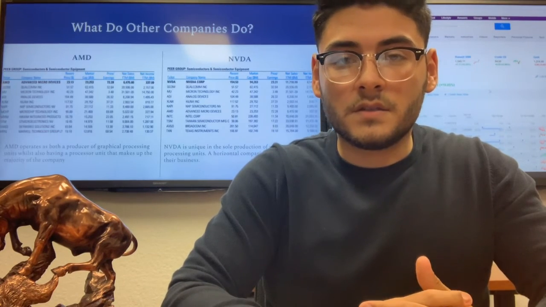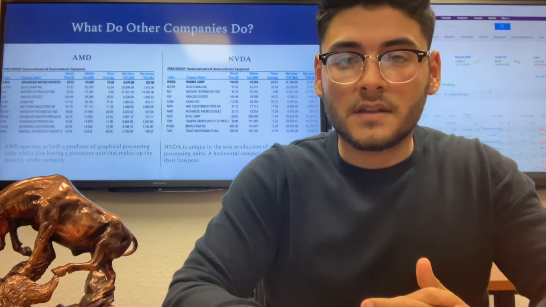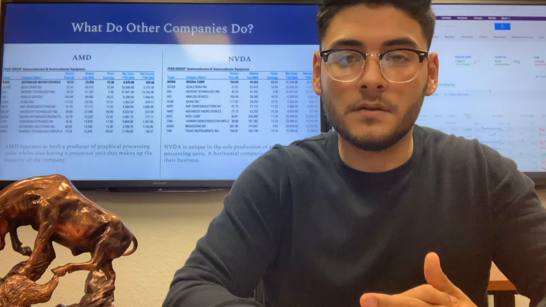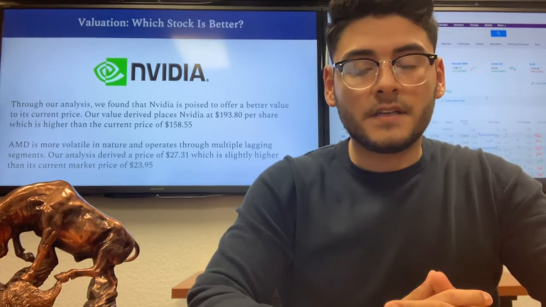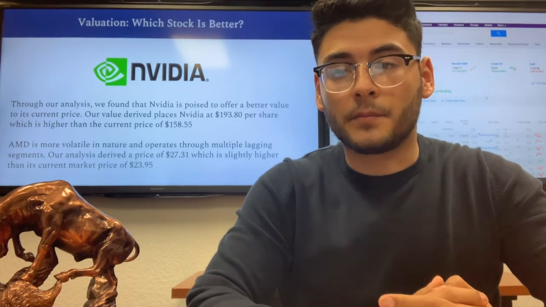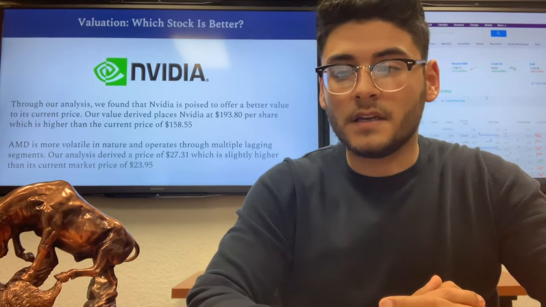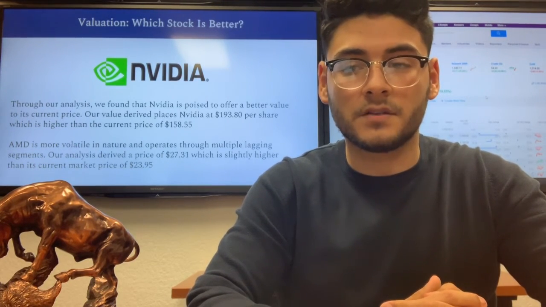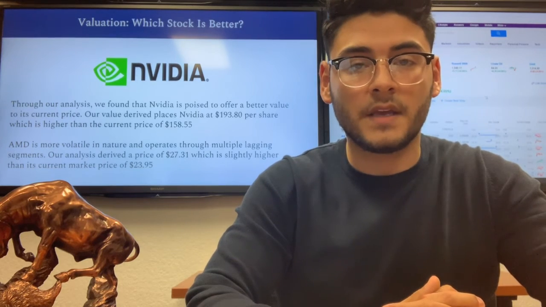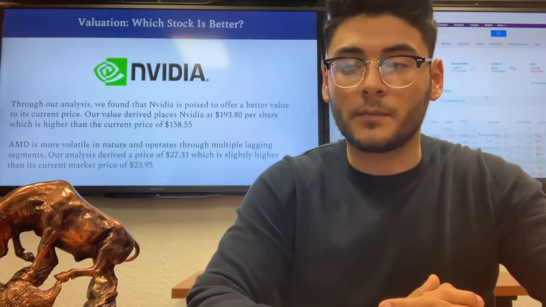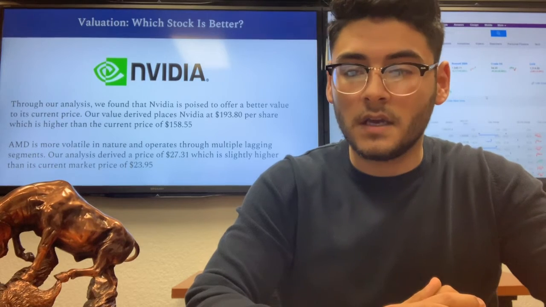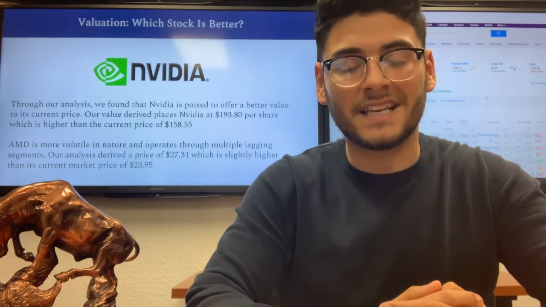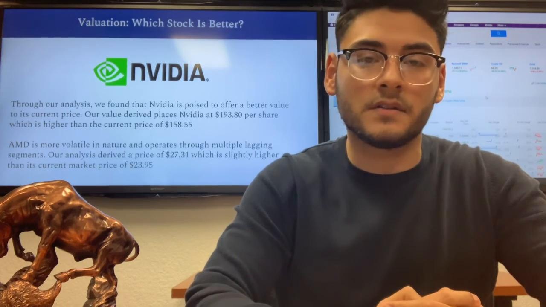So what do other companies do? AMD and NVIDIA are unique in that they are the only semiconductor companies that produce graphics processing units, or GPUs. Through our analysis, we found that NVIDIA is poised to offer a better value for its current price. Our value derived places NVIDIA at $193.80 per share, which is higher than its current price of $158.55. AMD is more volatile in nature and operates through multiple lagging segments. Our analysis derived a price of $27.31, which is slightly higher than its current price of $23.95.